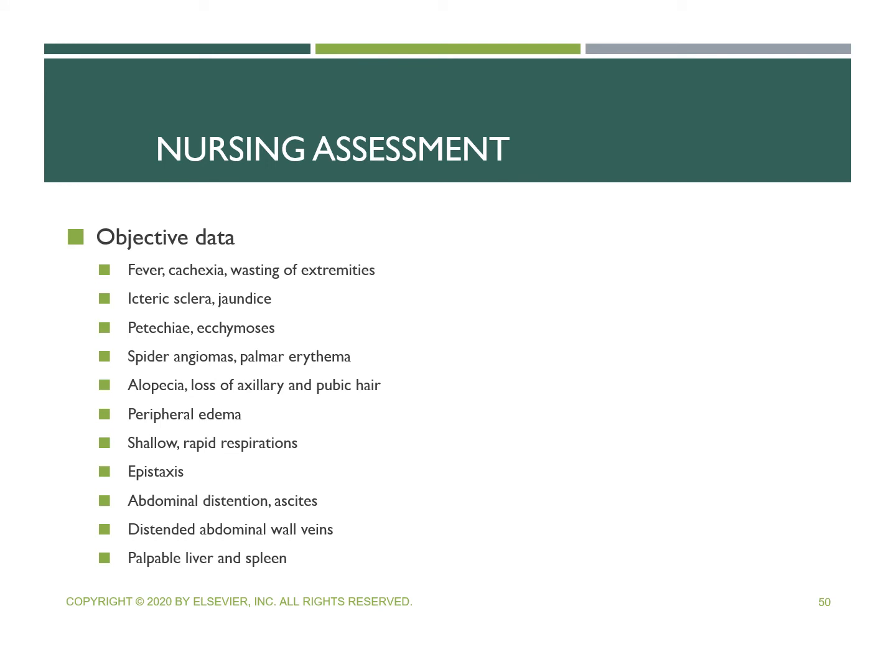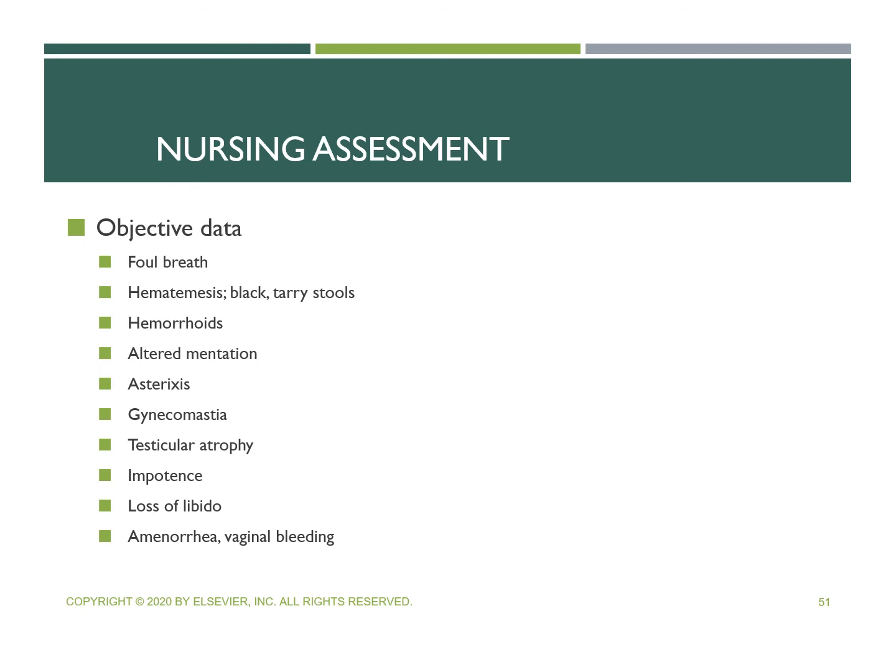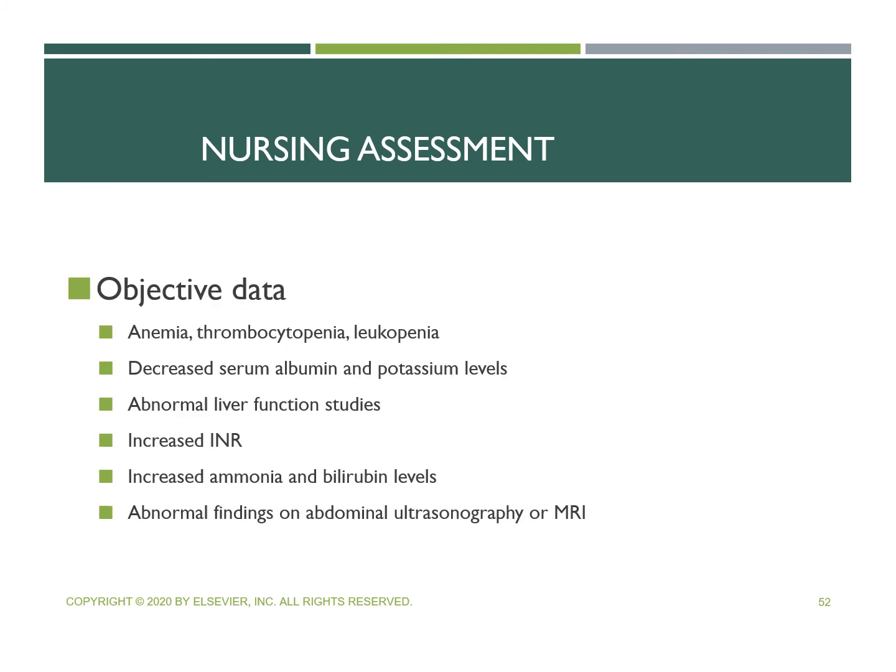The next couple slides are a comprehensive list of your objective data. I left this all here so that you could take a look at it. It is, again, looking at the edema. It's looking for bleeding, jaundice, abdominal distension, ascites, any abnormal bleeding. So they're all listed here. Here's more objective data on these next couple slides. This slide lists some of the lab tests that you might see.